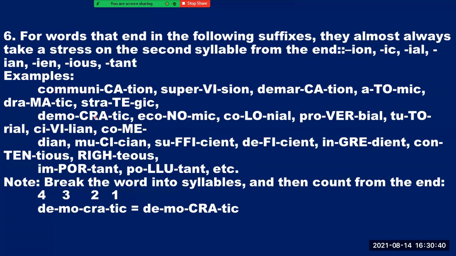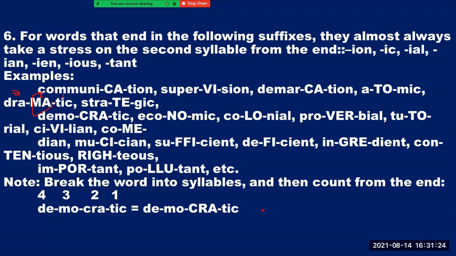So let me look at the one that is clearly broken up, and that's what we have here. First syllable is this, second syllable is this, third syllable is this. In this case, we start counting from the end of the word. According to this rule, words that end in these suffixes have stress on the second syllable from the end of the word. So when we count, first syllable, second syllable is this, and this is where we place stress.